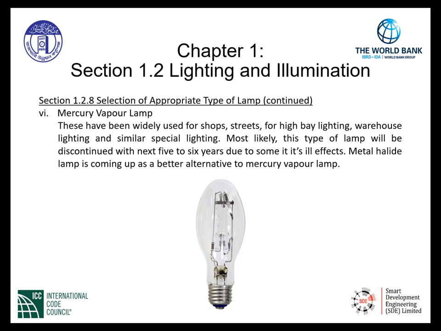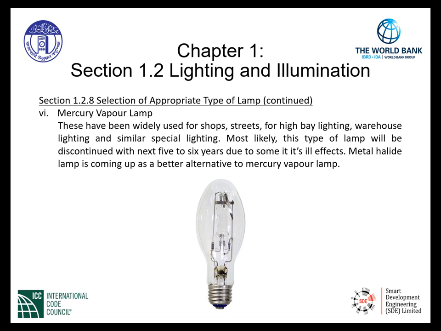Item 6 in section 1.2.8, the mercury vapor lamp. This type of lamp is similar to a fluorescent lamp in that an electric arc is passed through vaporized mercury to produce light. The bulbs can be clear or coated with a phosphor.